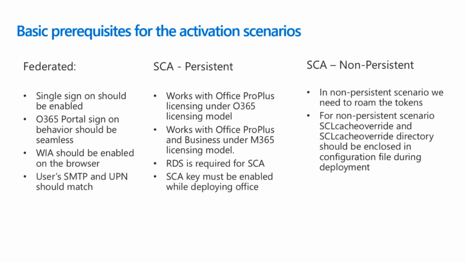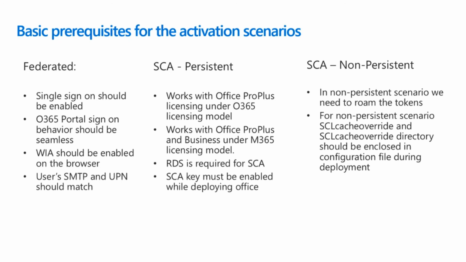So when you're using it for persistent, you have to ensure that in the configuration file itself you have set it, and the XML has the SCA value as 1. Again, SCA works with the Office Pro Plus licensing model, that is M365 Apps for enterprise, and under the business plan, it can be used for Business Premium.